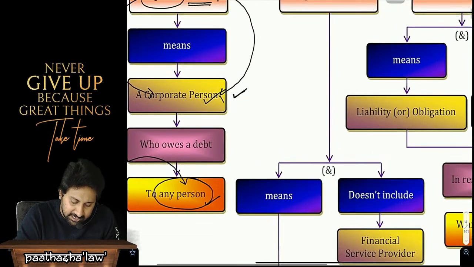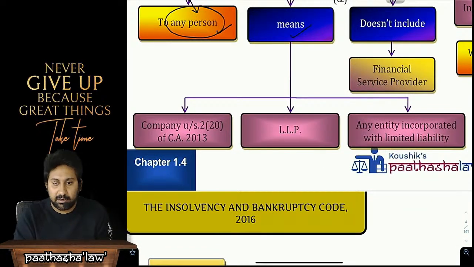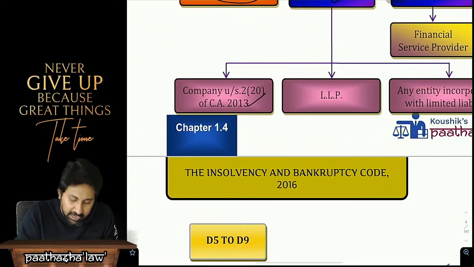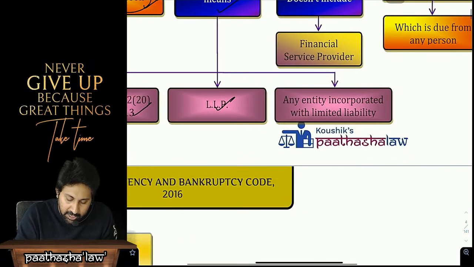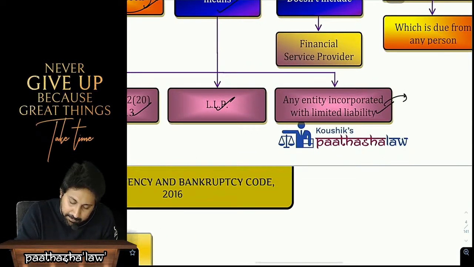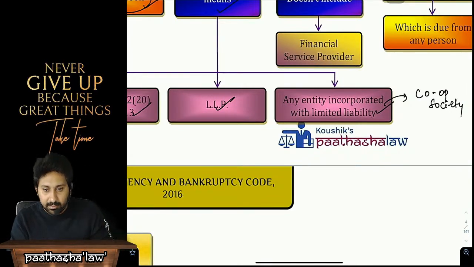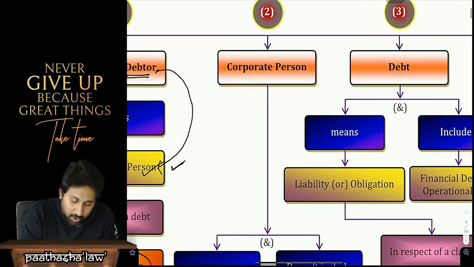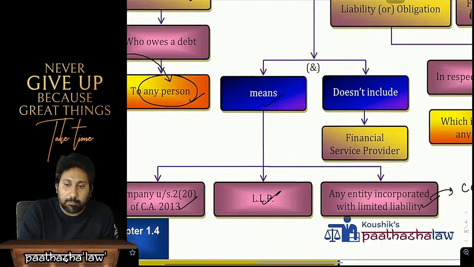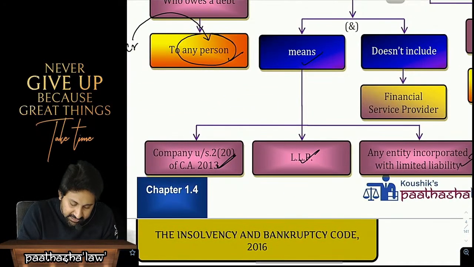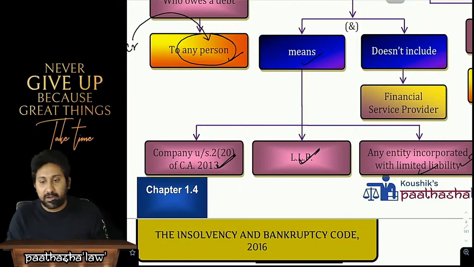Corporate debtor is a corporate person. But who is a corporate person? Corporate person means, number 1, company, LLP, any entity incorporated with limited liability. Example, a cooperative society, Krishna Dairy Development Cooperative Union Limited, limited liability entity. If it has limited liability, yes, it will get applied. Corporate person means companies, LLP, or any entity incorporated with limited liability.